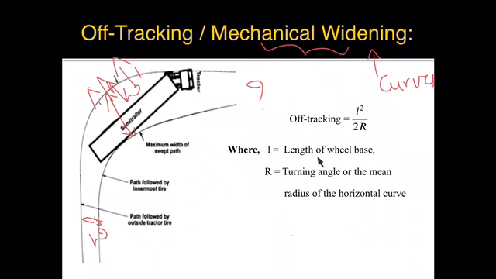How much should the width be increased? That is given by the expression L square divided by 2R, where L is the length of the wheelbase. From the front wheel to the rear end wheel, whatever the distance is, you call it the length of the wheelbase. Also, the off tracking depends upon the turning angle or the radius of the horizontal curve.